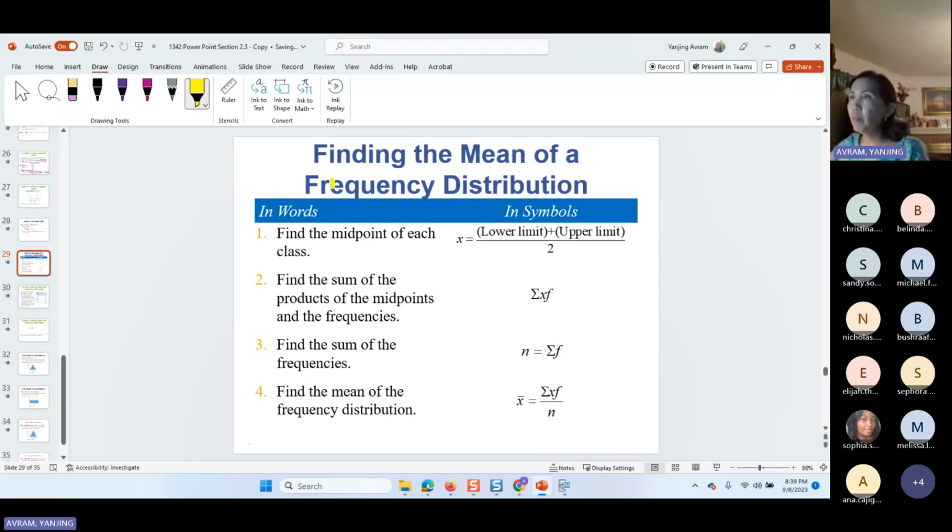So how do I find a midpoint here? The midpoint is the lower class limit plus the upper class limit, divided by 2. So this is giving you the steps to find this weighted mean. Step 1, you find the midpoint. Step 2, you multiply by the frequency and add them together, then find the sum of the frequencies and do the division.